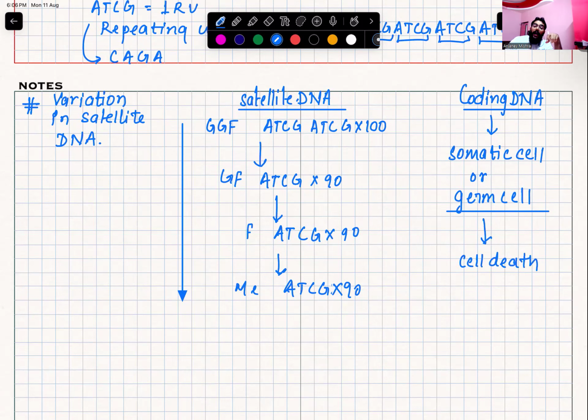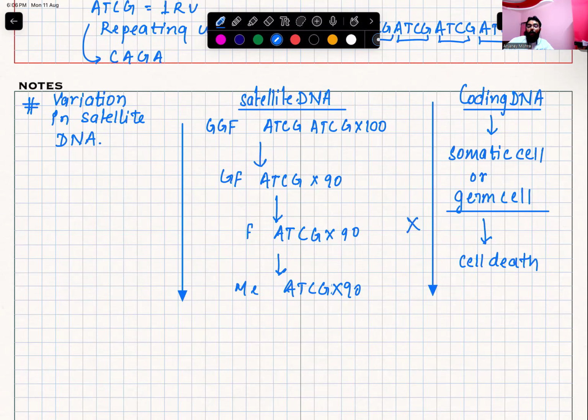Why, sir? Anything that happens to the coding DNA should not alter the process of transcription and translation. If there is any mutation in the coding DNA, there is a high chance that the coding DNA will get affected, and because of that, it might affect my cell's survival. Now you tell me, if the cell's survival is affected, will this mutation reach from one generation to the other? It won't, right?